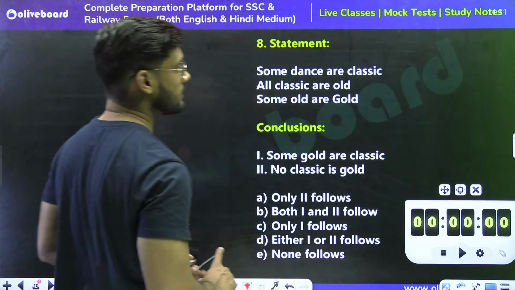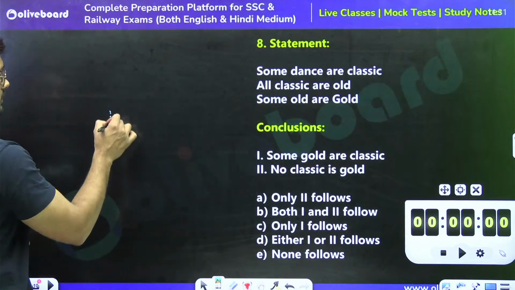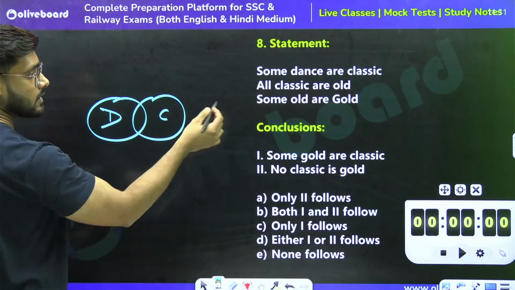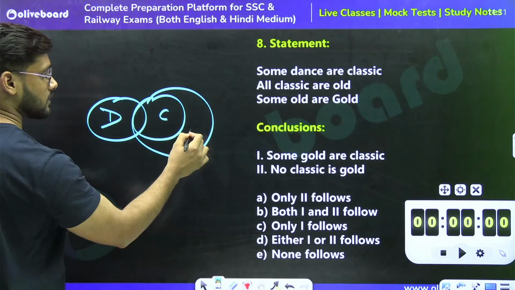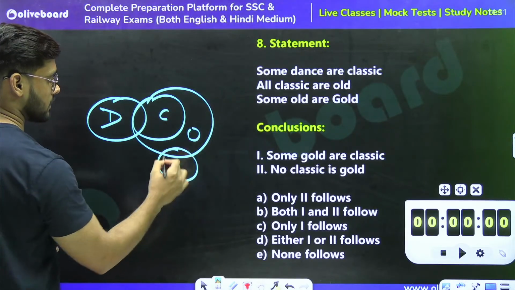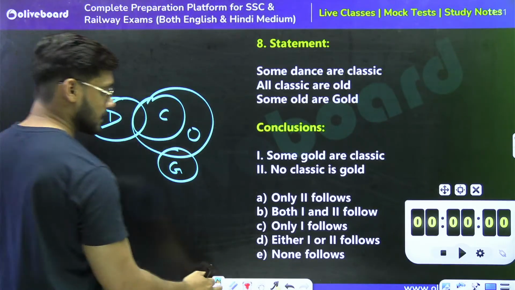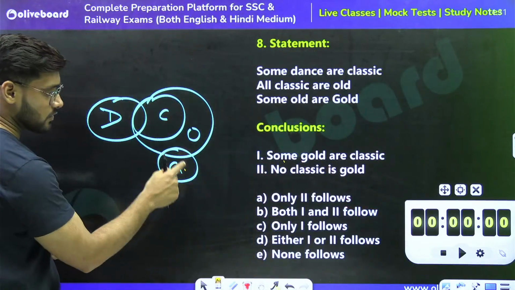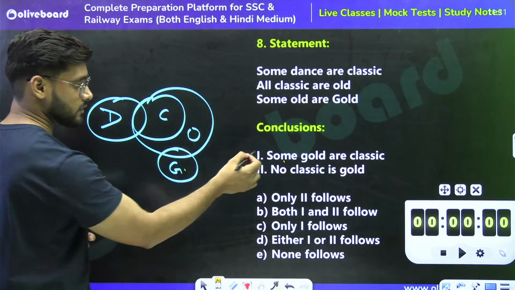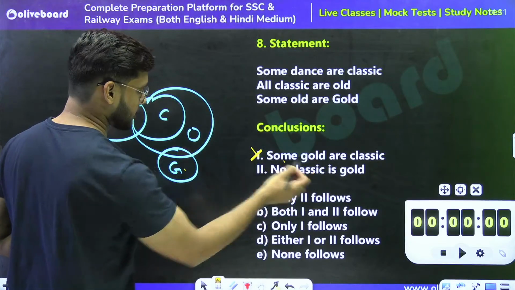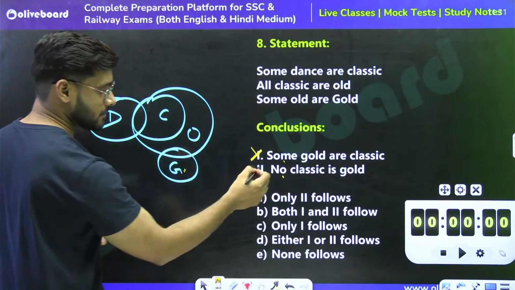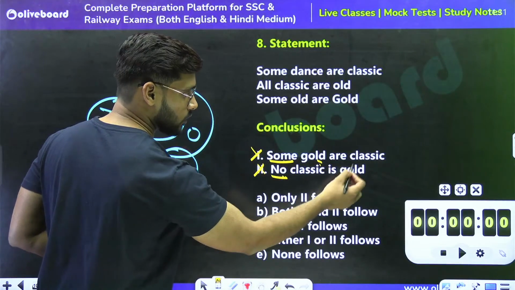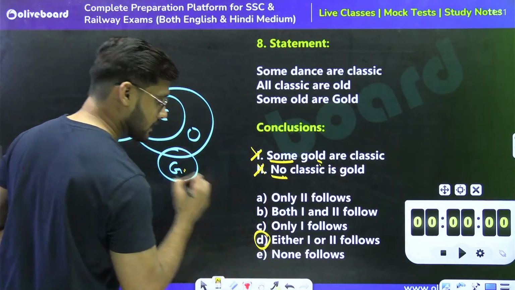The question is: some dance are classic, all classic are old, some old are gold. Conclusions are, some gold are classic. I cannot see any relation between gold and classic, so the first is wrong. No classic is gold. Again, I cannot see any relation between them, so this is wrong. Some and no are there. Elements are the same: gold, gold, classic, classic. Answer should be option number D, either.